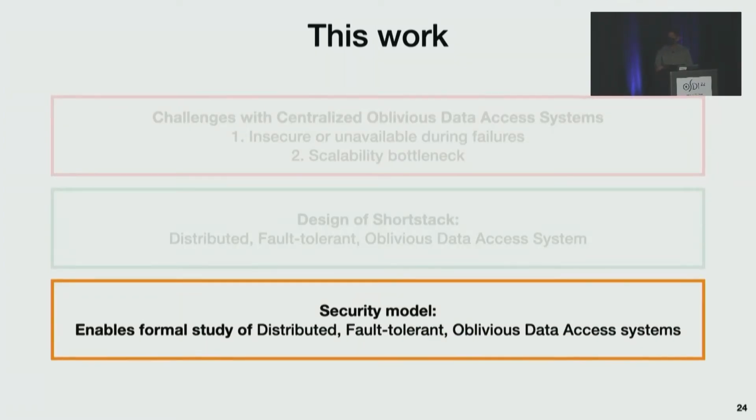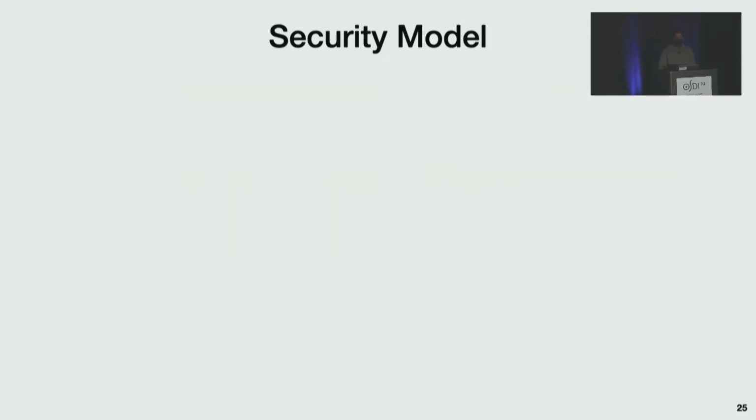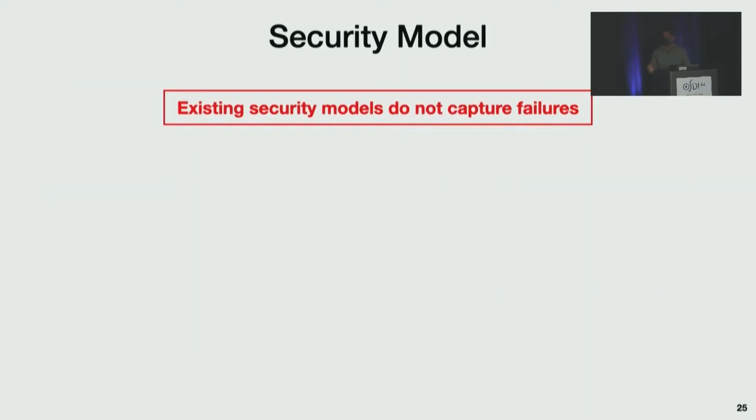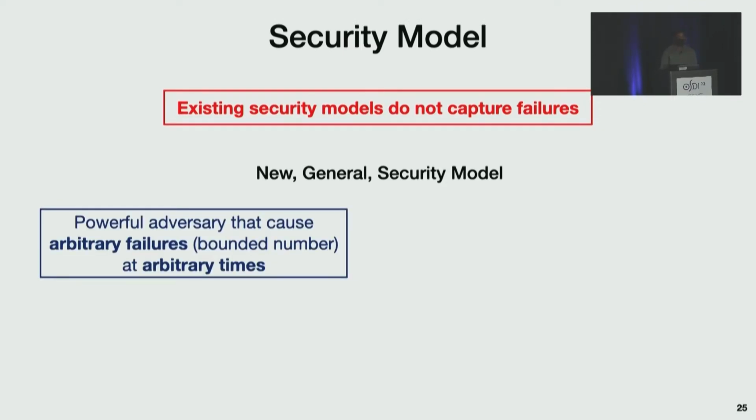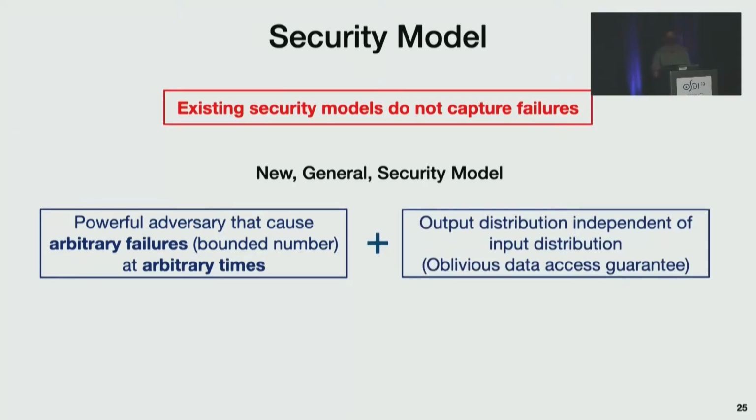Now I'm going to briefly touch upon the security model. We introduce a new security model because the existing models do not capture failures. In our security model, we let the adversary do arbitrary failures at arbitrary times, although these failures have to be bounded by a parameter f. Next, we only require the output distribution to be independent of the input distribution in our security model. More formal definitions, proofs, and theorems can be found in our paper.